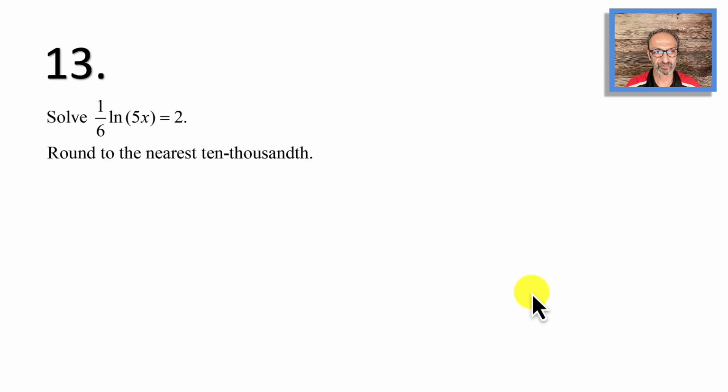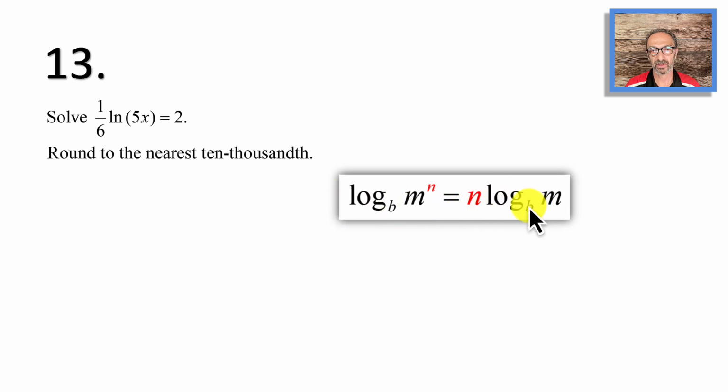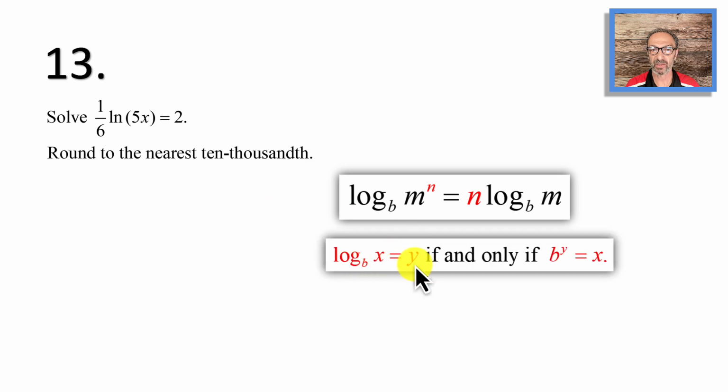One more. Solve 1/6 ln 5x equals 2 and round to the nearest ten-thousandth. So we need to round it to 4 digits. There are different ways of doing it. So the basic rule that we could apply is log m to the power n equals n log m. Of course, base b. It's kind of like we pull the n all the way up front. And we have another rule that says log x equals y. We could rewrite it back in exponential form as b to the power y equals x.